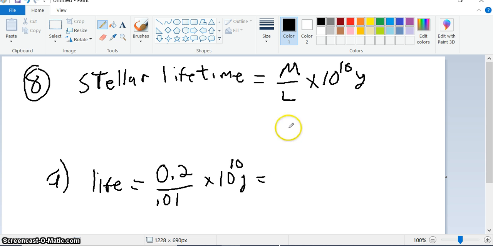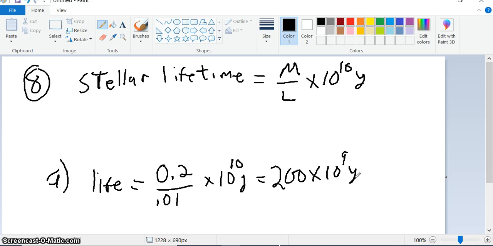They give us a star that has a much smaller mass than the sun, so this would be like a red dwarf. So 0.2 divided by 0.01 turns out to be 20, and then times 10 billion would be 200 billion. So this would turn out to be 200 times 10 to the 9th, or you could write it in words, 200 billion years. That would be the age of this star, 200 billion years.